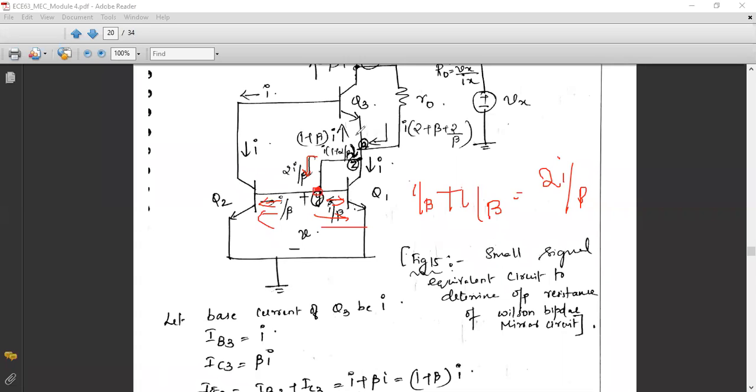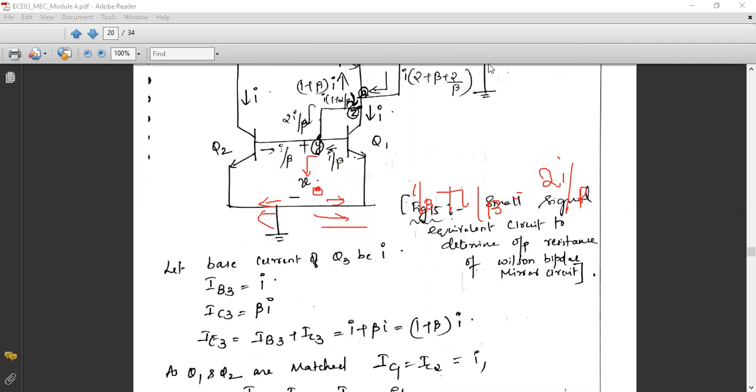Now we are going to find the current which is entering this particular node called Z. Before that, let me write the expression for the emitter current of Q3. How will you write the expression for the emitter current? IE is equal to IB plus IC, right? So for Q3, the emitter current can be written as the sum of the base current and collector current.